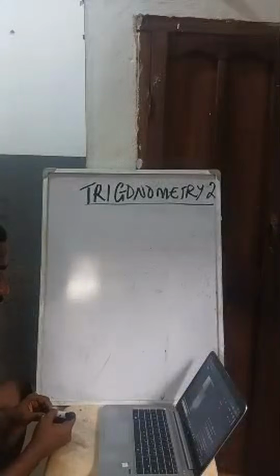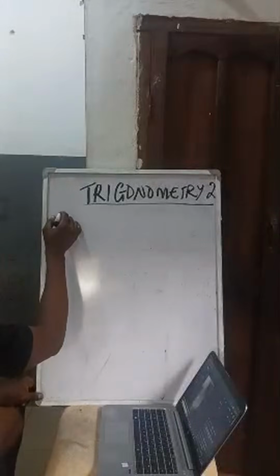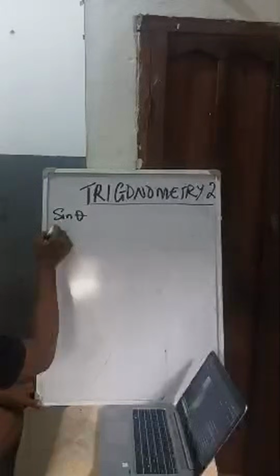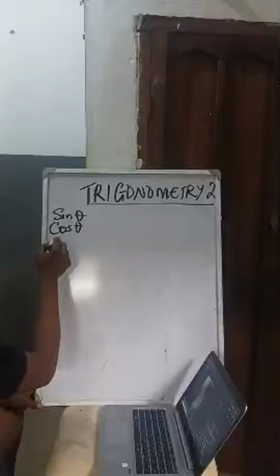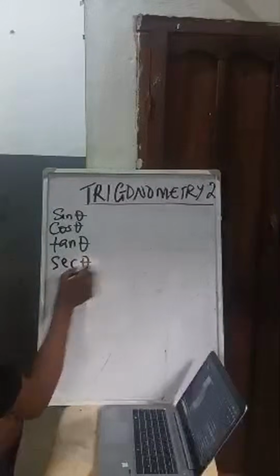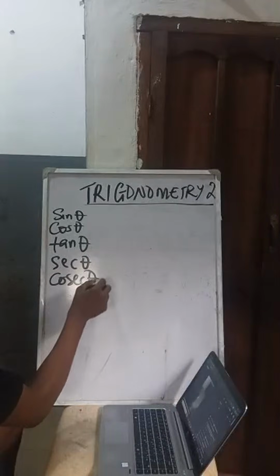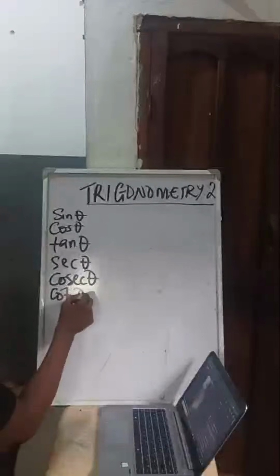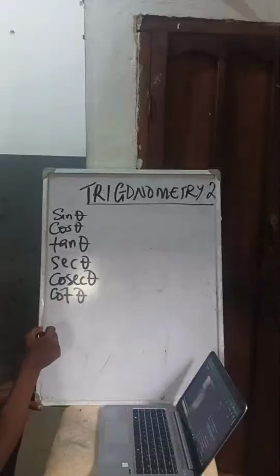Okay, so trigonometry 2 talks about trigonometric ratios. Normally we have sine theta, cos theta, tan theta, sec theta, cosec theta. Good.